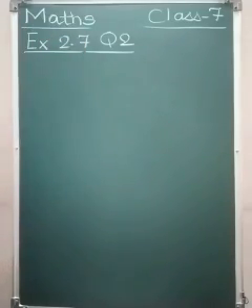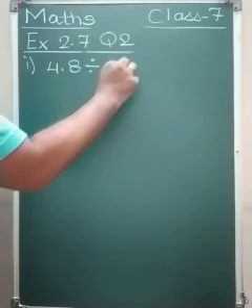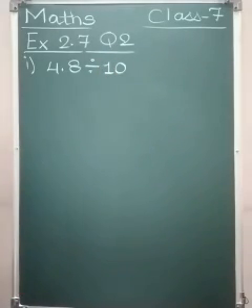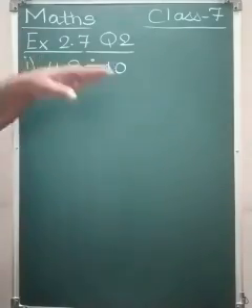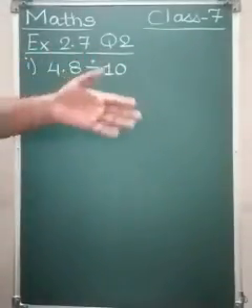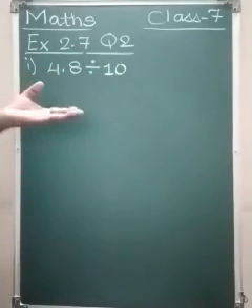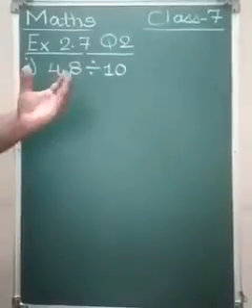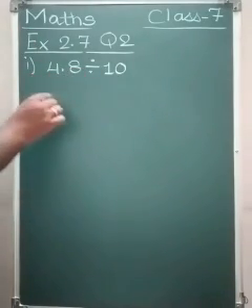Exercise 2.7 question number 2. First sum, 4.8 divided by 10. First, we will solve this with our conventional method: converting the decimal number into a fraction, then division, then KFC. Yesterday I told you, keep, flip, change, that method we will apply, and let us see what the answer is. Then I will tell you how to do the shortcut method also. That is, if the question is in the fill in the blanks, you can solve it orally also.